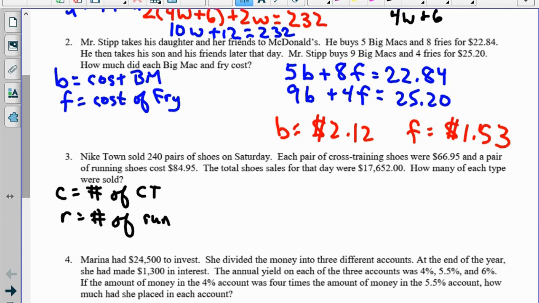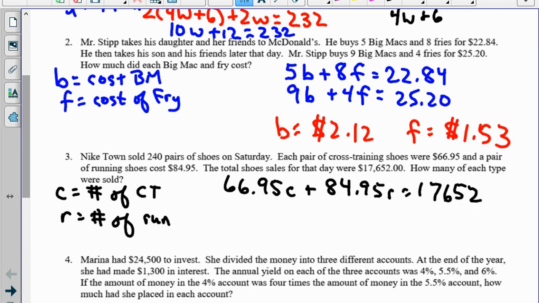So in this case, I have 66.95C plus 84.95R equals a large amount of money, 17,652. And then I can also say C plus R equals 240. And the reason for that is because if these are the number of shoes, then if I add together the number of cross trainers and the number of runners, I'm going to get a total of 240. If I multiply the number of shoes that were sold by their cost, that can give me the total amount.